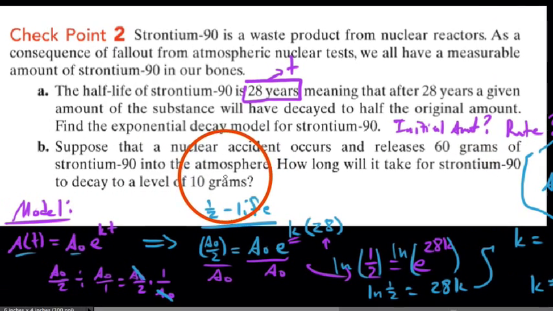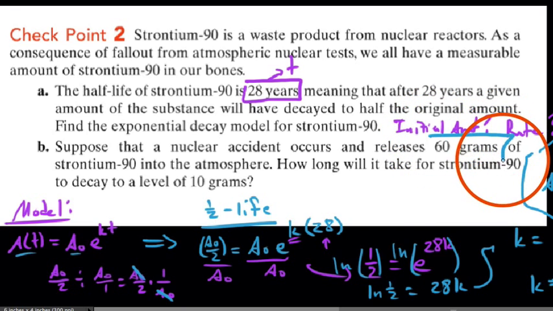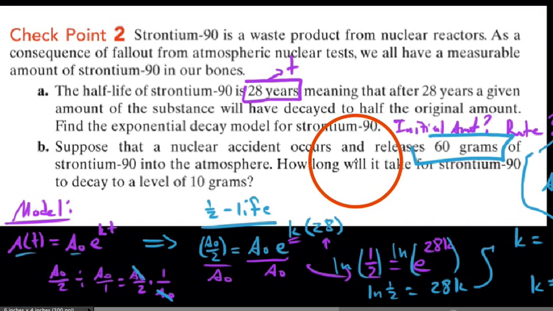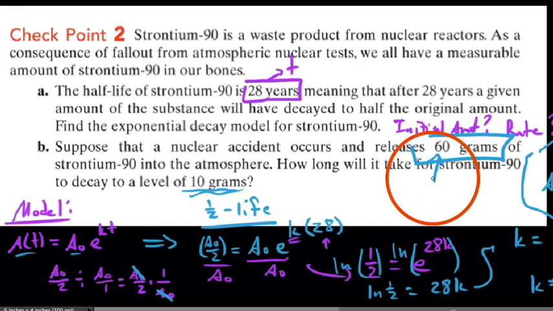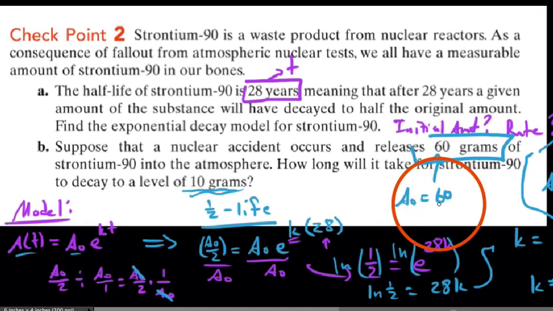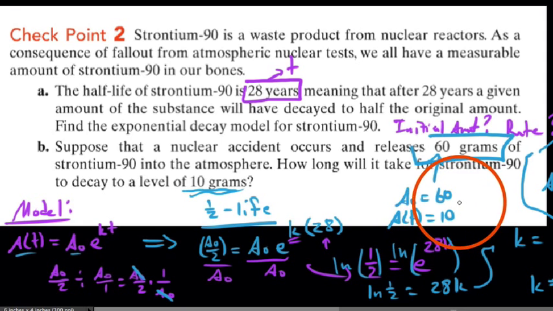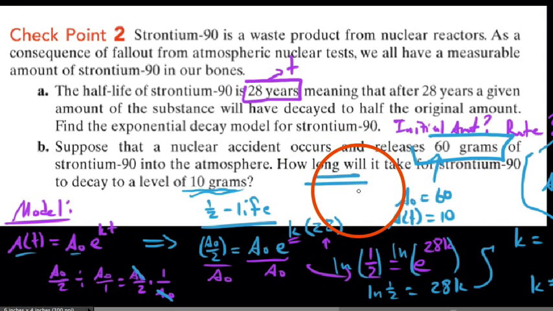So for part B of this, it says, suppose that a nuclear accident occurs and releases 60 grams of strontium-90 into the atmosphere. How long will it take for the strontium-90 to decay to a level of 10 grams? What they've given us here is an initial amount. We say A0 is 60 grams. And what they also gave us is some amount at a given time, 10. What they want to know is how long. So we solve for the time it takes for 60 to turn into 10, essentially.